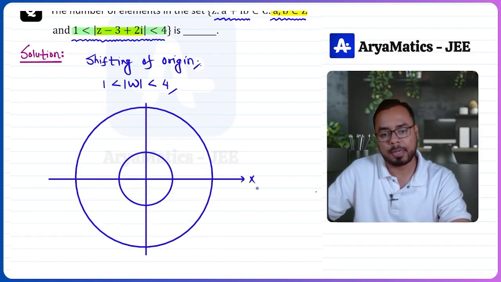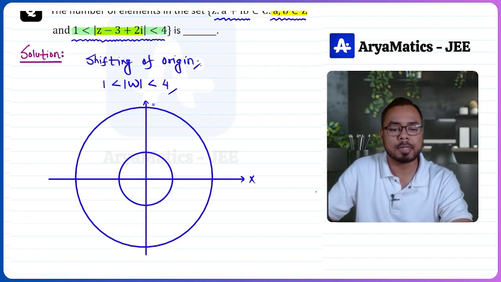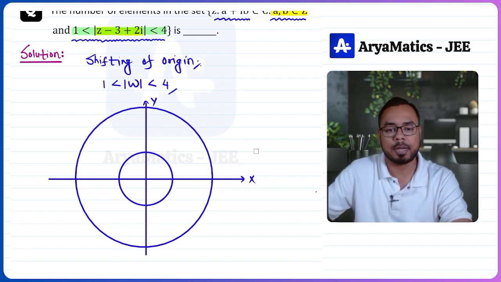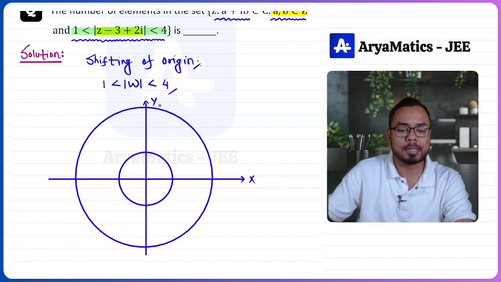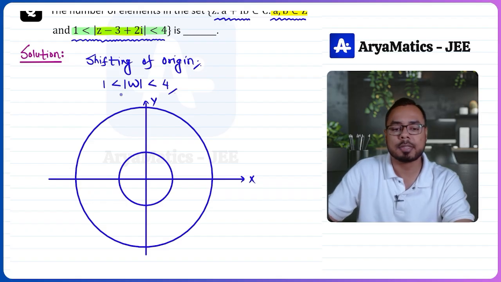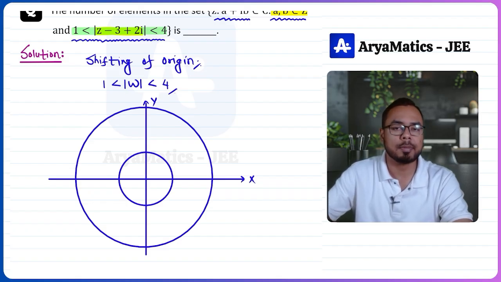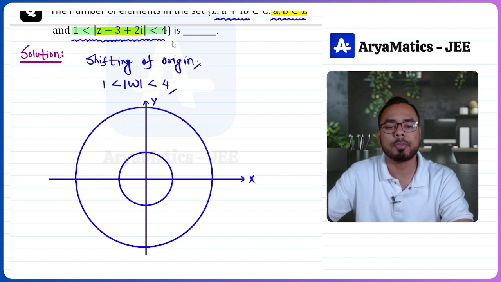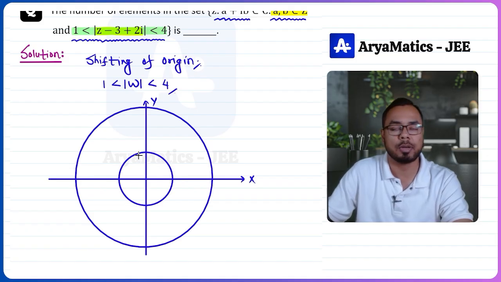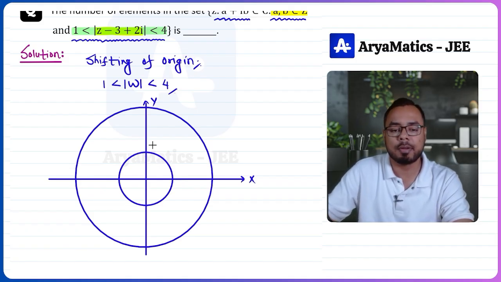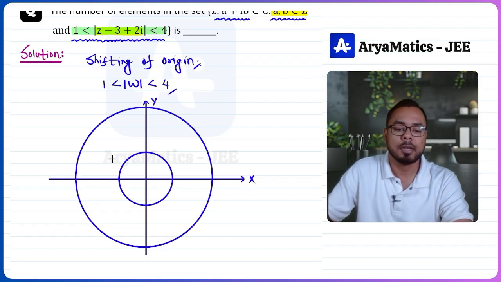This one is the real axis or the x-axis, and this one is the imaginary axis. Now, for the bigger circle, the radius is 4 unit. For the smaller one, the radius is 1 unit. Now, first we'll count all the points which are inside the bigger circle with integral coordinate, and then we'll remove those points which are not outside the smaller circle, right? This inequality will represent the region between these two circles, outside the inner circle and inside the outer circle.